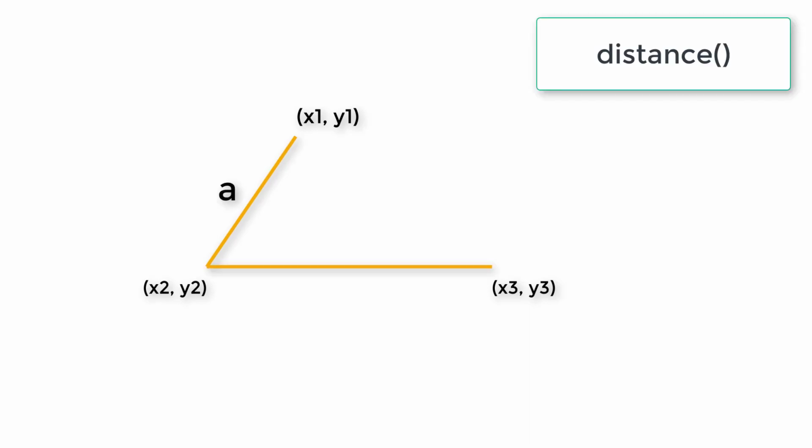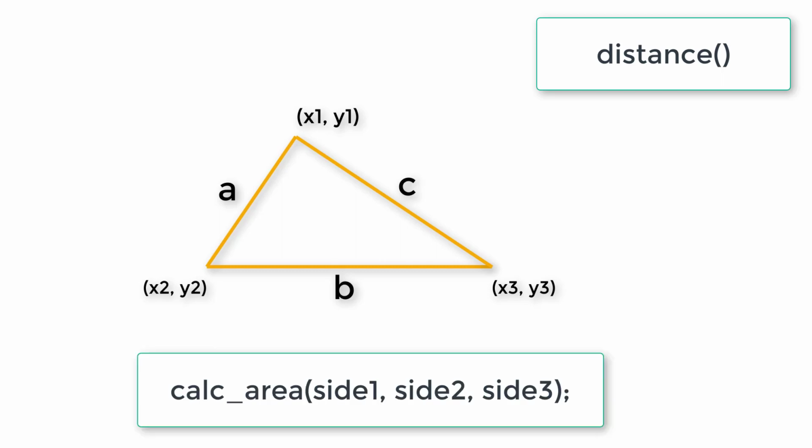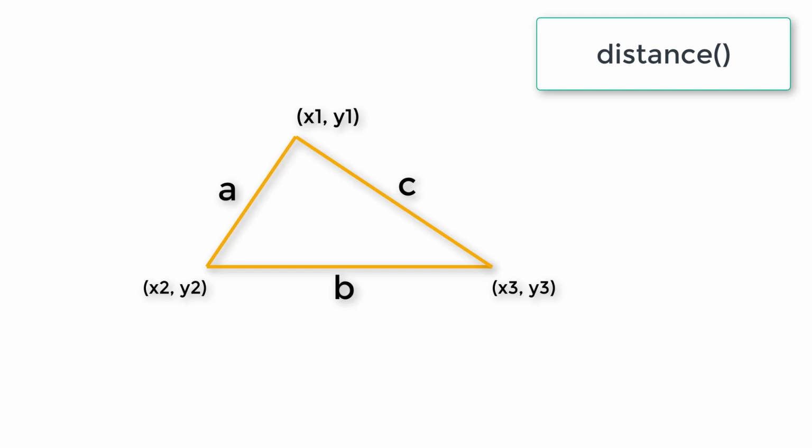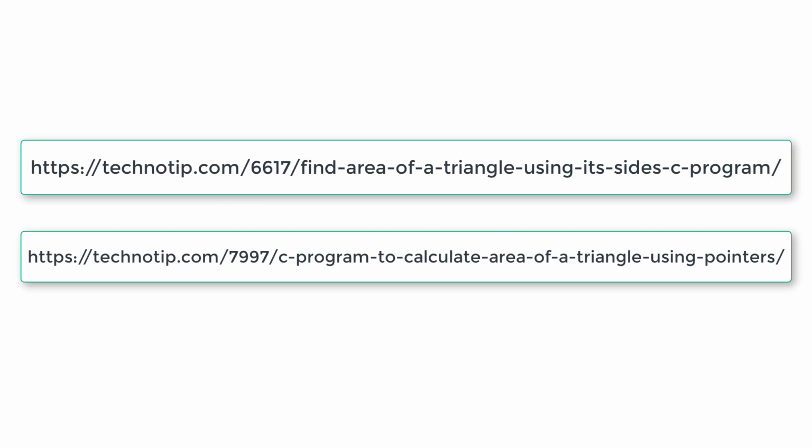We have already covered it previously, so look at it. x1 y1 and we have x2 y2 and x3 y3. These are the 3 points which the user will input. We need to find the distance between x1 y1 and x2 y2. We will call it A, and B and C. We calculate the distance of these 3 sides. Once we know the sides of this triangle, that is ABC, we can easily calculate the area using Heron's formula. We have already covered that too.